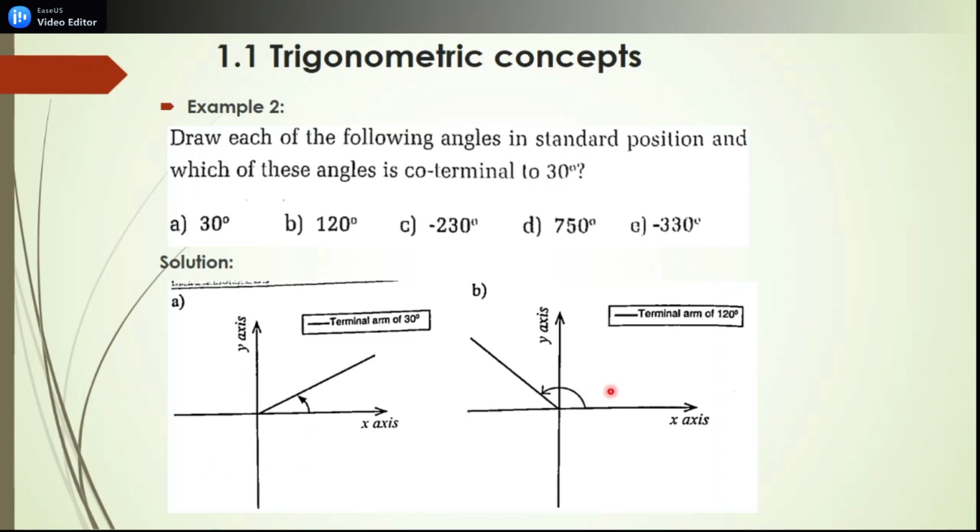Then when we represent the angle of 120 degrees, that angle is located between 90 degrees and 180 degrees, which means 120 degrees is located in the second quadrant. So this one is different from this. This angle is not coterminal with 30 degrees because they don't have the same terminal position.